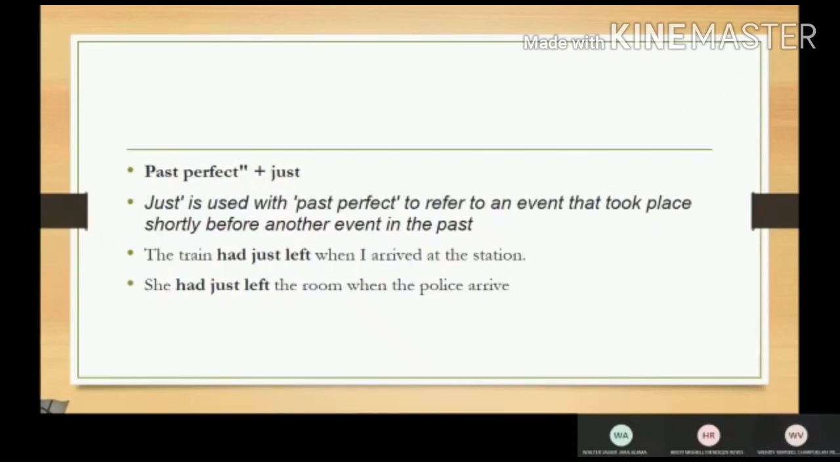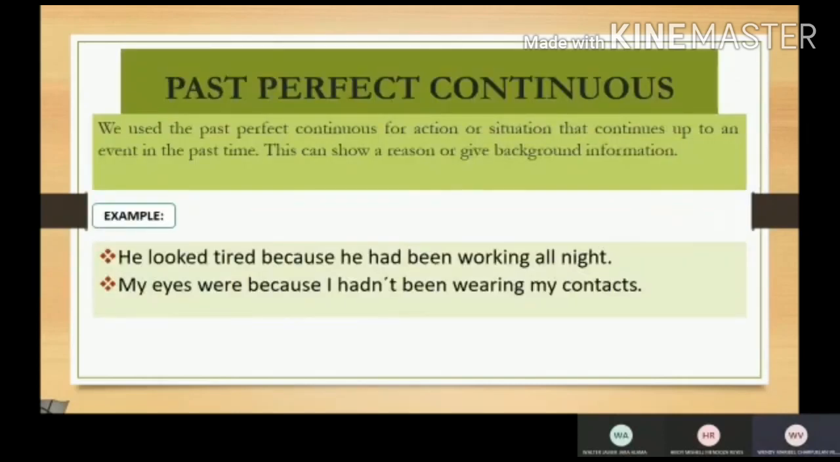Past perfect continuous. We use the past perfect continuous for an action or situation that continues up to an event in the past. This can show a reason or give background information. Example: we looked tired because we had been working all night. My eyes were closed. I had not been wearing my contacts.